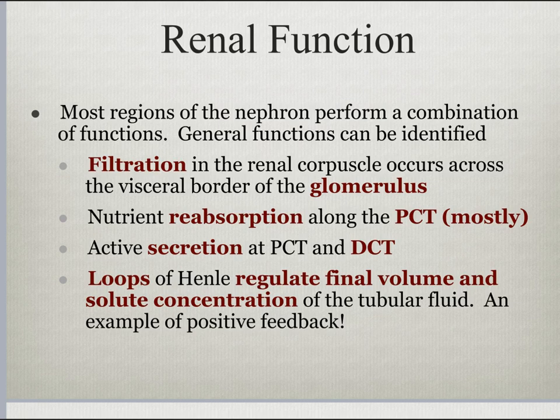Nutrient reabsorption is going to occur along the proximal convoluted tubule mostly. Active secretion is going to occur at the proximal convoluted tubule and the distal convoluted tubule. The loops of Henle are going to regulate final volume and solute concentration of the tubular fluid. And this is going to be a great example of a positive feedback loop.